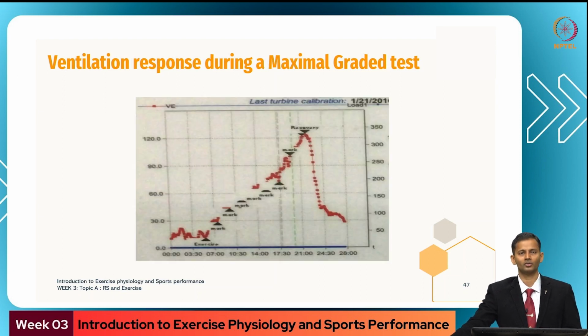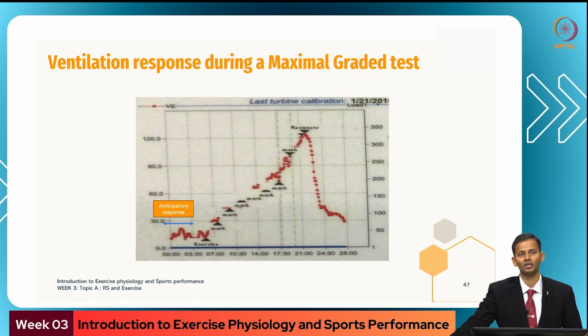So this is a test that was carried out in our lab, wherein the ventilation is marked against the duration of the activity. The individual ran on a treadmill, with measurements every 2 to 3 minutes. We also did a lactate estimation as well. In this graph, we are discussing only the ventilation with respect to the activity. The exercise starts at around 4 to 5 minutes in this chart, you see.